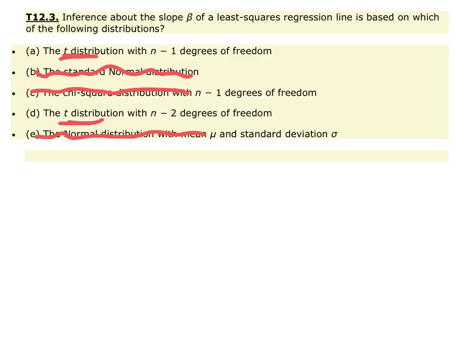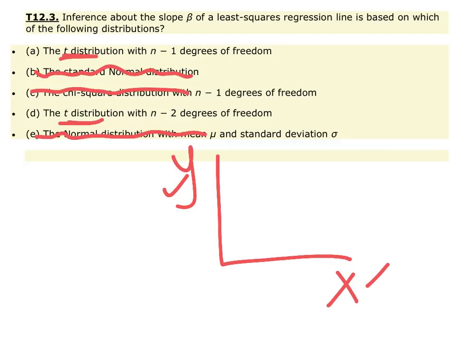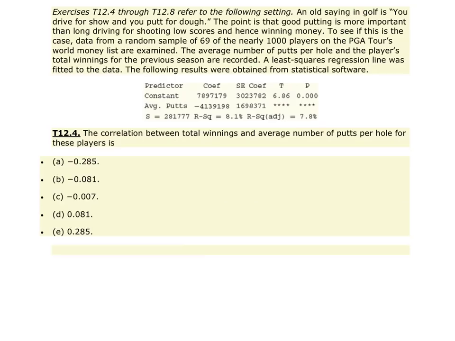Just remember, this is regression. Regression analysis is an x and a y, or our explanatory and response variable. So to do that, we need the degrees of freedom of n minus 2. So the answer here is letter D.